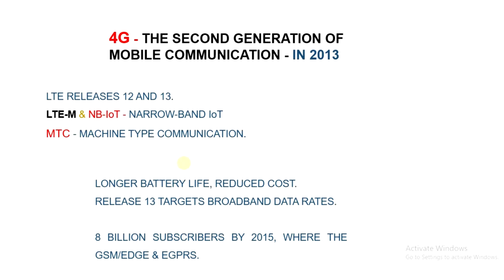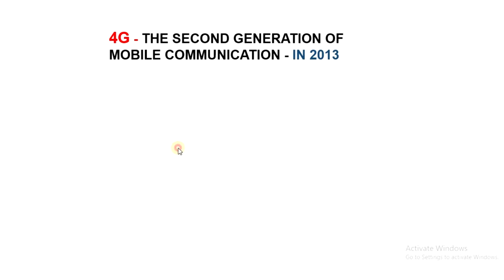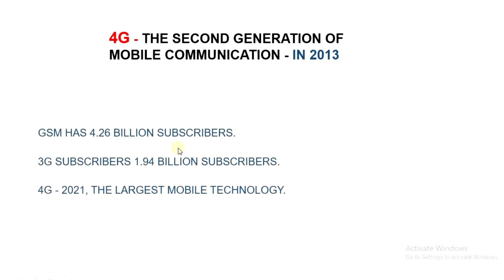Release 13 also targets extreme broadband data rates using carrier aggregation up to 32 carriers. The cellular global mobile market was about 8 billion subscribers by the end of 2015, where the GSM-HSPA family, including EDGE, for data connectivity, is a dominant radio access network in use. GSM has a global market share of more than 57%, corresponding to 4.26 billion subscribers. It's well beyond peak use and is currently in decline.